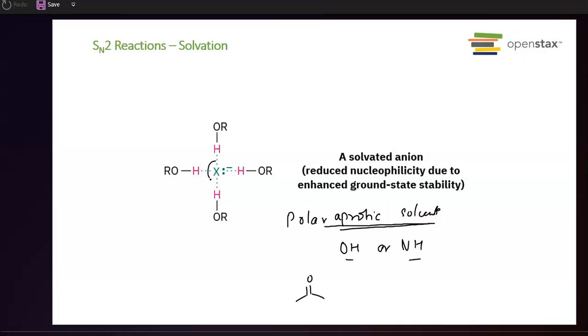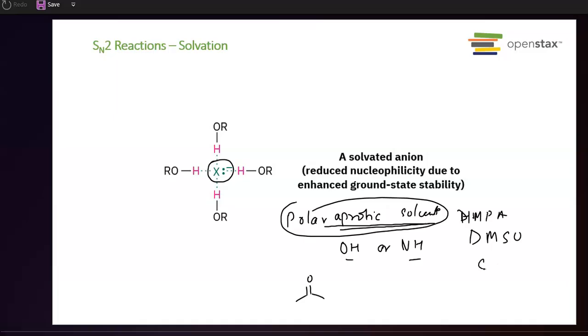Why? Because the nucleophile will get solvated. Solvated means it will be surrounded by the solvent molecules due to hydrogen bonding, and therefore we do not want polar protic solvents, but we want what are called polar aprotic solvents like HMPA, which is a common solvent that is used, hexamethylphosphoramide, and we can use dimethyl sulfoxide, abbreviated as DMSO, or acetone, or acetonitrile. So solvent is also an important factor.